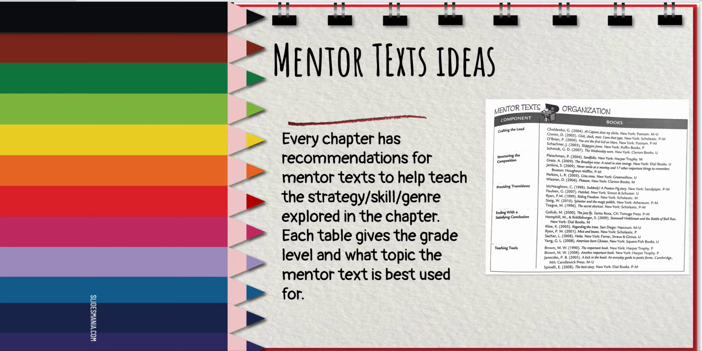Another thing she includes in every chapter are the mentor text ideas. So she has recommendations to help teach the strategy, skill, or genre explored in each chapter. Each table gives the grade level and what topic the mentor text is best used for. So for example, this one has crafting the lead, structuring the composition, providing transitions, and a whole bunch of books that can help the teacher teach this topic. My Amazon wish list had many more books added to it after reading this book. I wanted to buy them all.